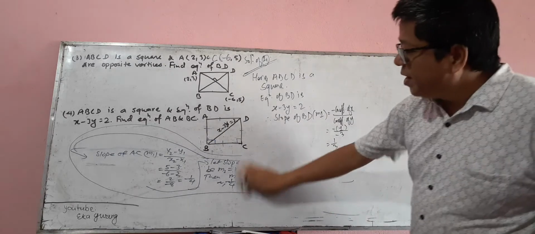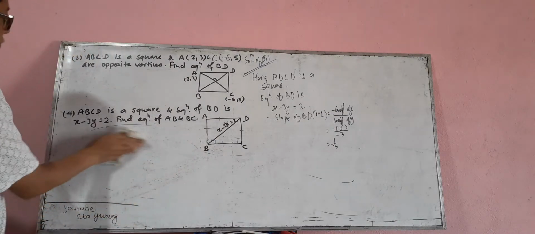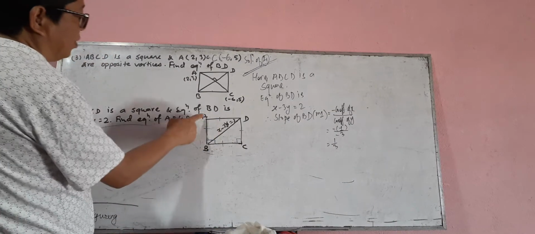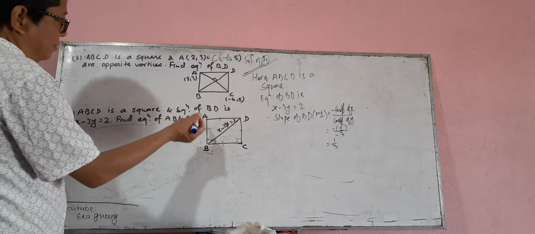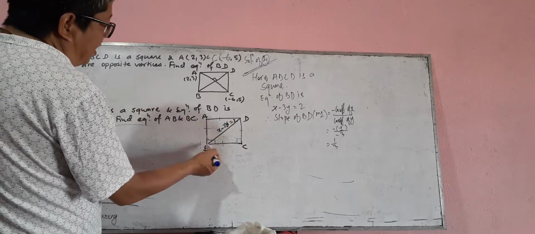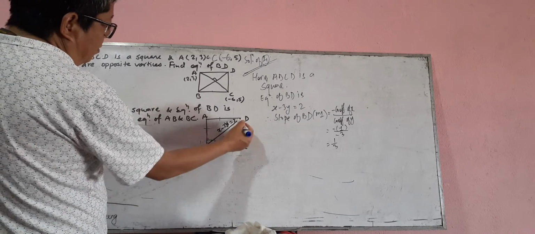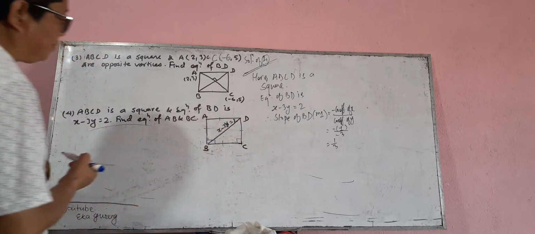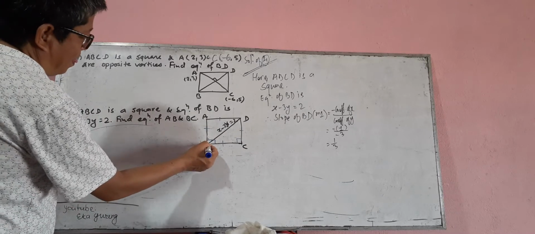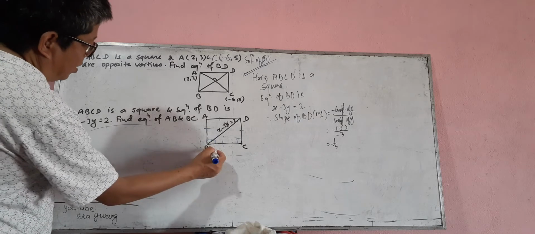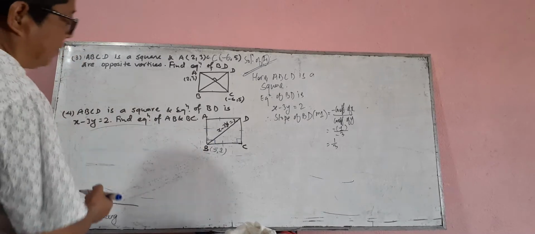Okay, what do we have to find? We have to find the equation of AB and BC. Look at this diagram: AB and BC, and the equation of BD. Okay. And the coordinates of B are 5, 1. We have been given that.